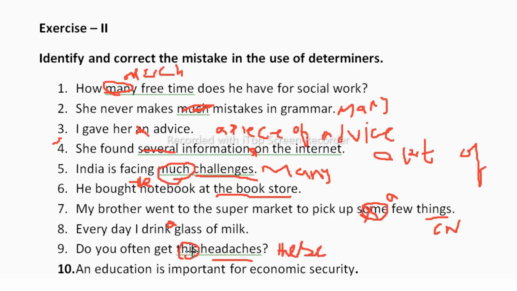Now let's see the last one. And education is important for economic security. So education is uncountable, so we cannot add articles with uncountables. So education with the capital E. Education is important for economic security.